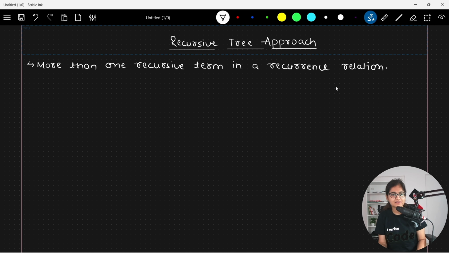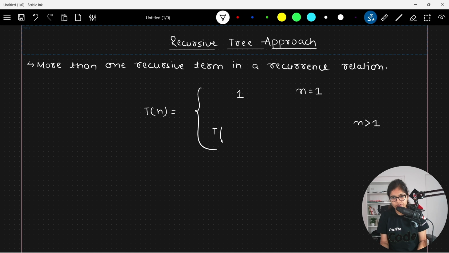Now, how is this happening? Let's try to understand this part. For example, a given recurrence relation says that the value of T(n) is a constant when n is 1, giving constant time complexity. But when n is greater than 1, the recurrence relation will be T(n/5) + T(4n/5) + n. This is the kind of recurrence relation that you have.